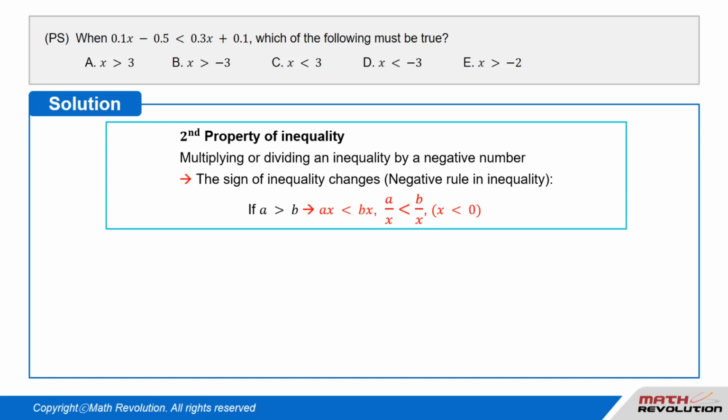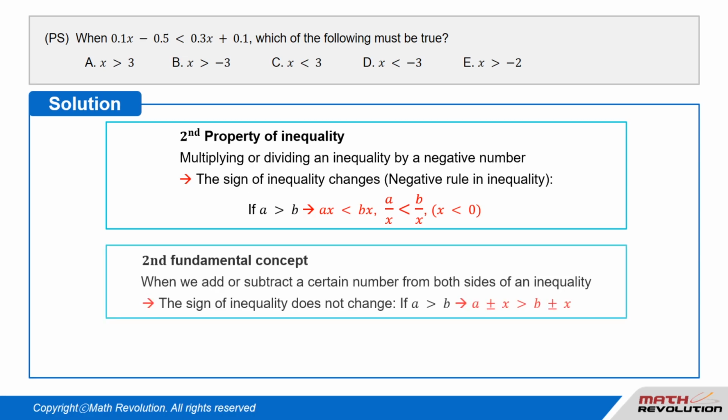Multiplying or dividing an inequality by a negative number changes the direction of the inequality sign, which is the negative rule in inequality. That is, if a is greater than b, then a times x is less than b times x, and a over x is less than b over x, where x is less than 0. The second fundamental concept in inequality.